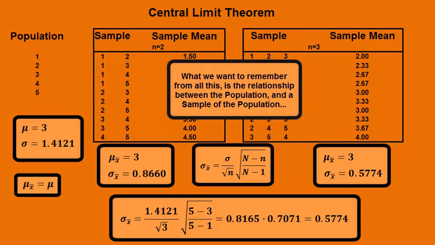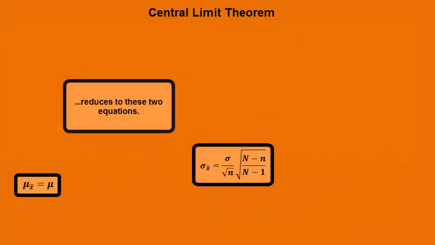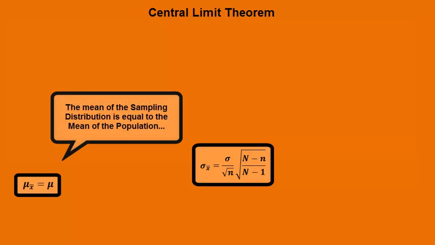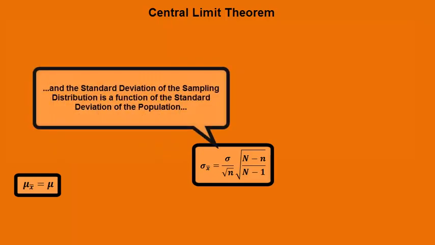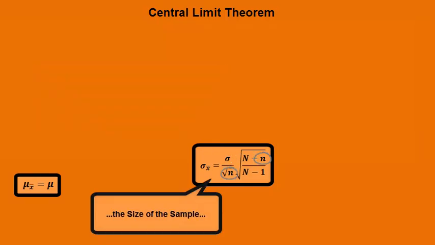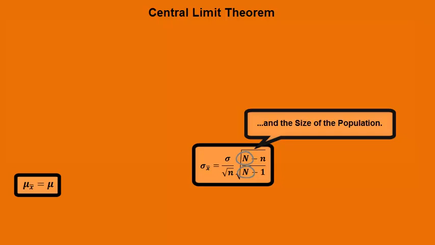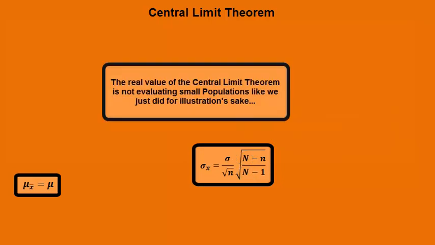What we want to remember from all this is that the relationship between the population and a sample of the population reduces to these two equations. The mean of a sampling distribution is equal to the mean of the population, and the standard deviation of the sampling distribution is a function of the standard deviation of the population, the size of the sample, and the size of the population.